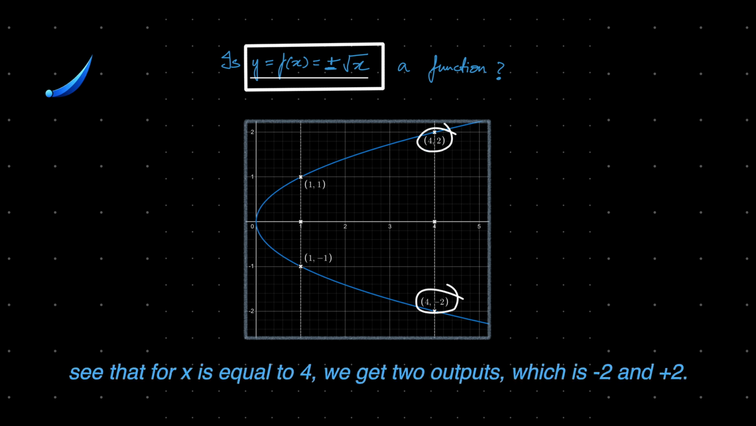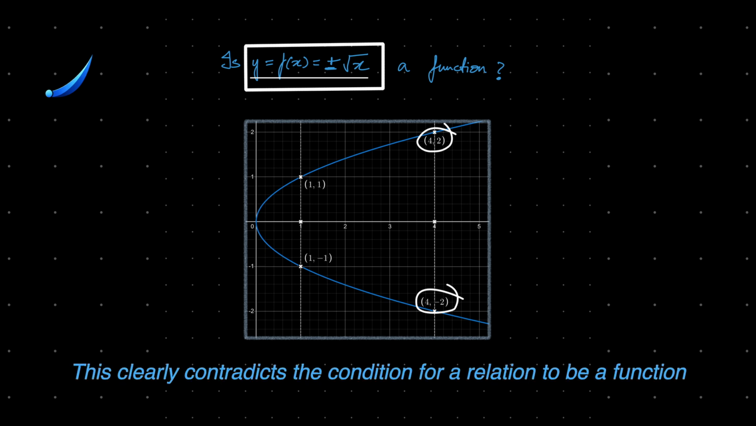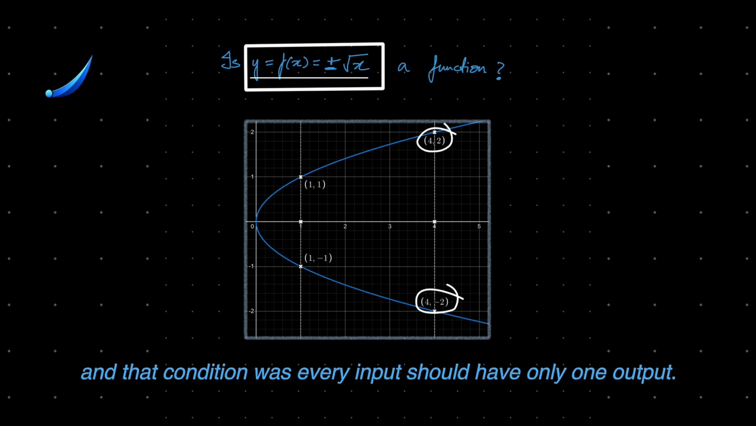For this above equation, we shall plot it in Desmos and we can clearly see that for x equal to 4, we get two outputs, which is -2 and +2. This clearly contradicts the condition for a relation to be a function. And that condition was every input should have only one output.